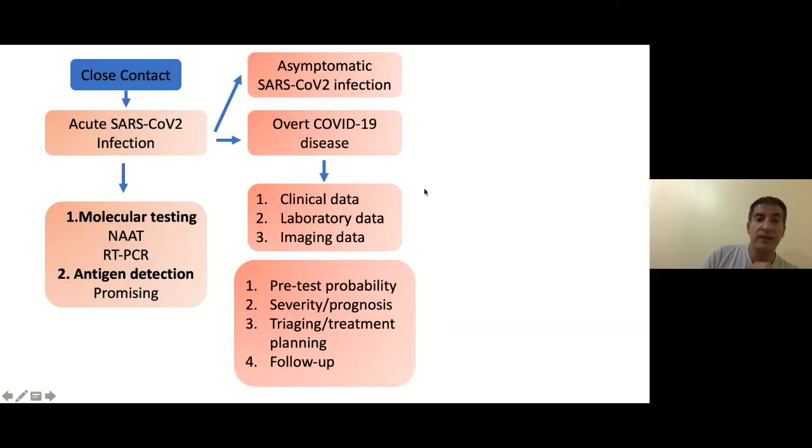Another critically important use of those clinical, lab, and imaging data is to formulate your pre-test probability. You never read a PCR result alone. You always combine it with a pre-test probability to end up with a post-test result.